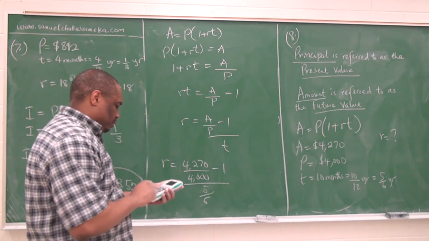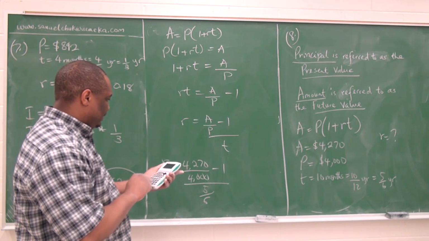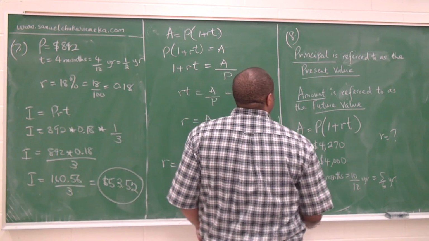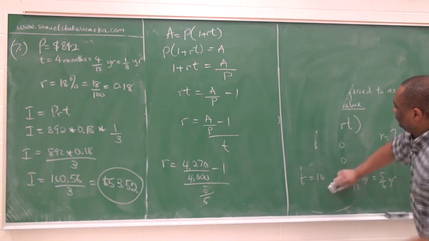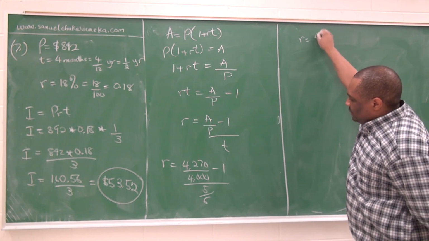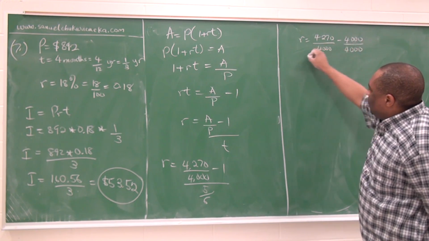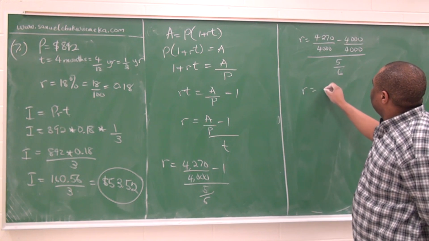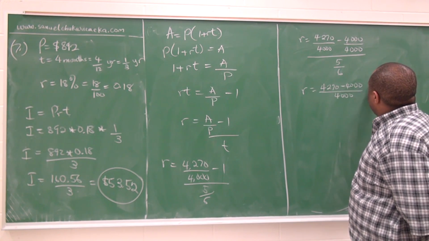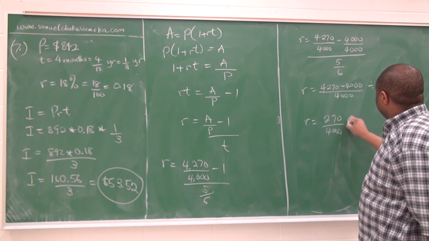Now, I probably would not want to use decimals here. 5 over 6 is a repeating decimal, so I will use the fraction as it is. Okay, let's finish this. So our R will be (4,270 over 4,000 minus 4,000 over 4,000) all over 5 over 6. So R is equal to (4,270 minus 4,000) over 4,000 divided by 5 over 6. It will be easier for me to solve. This will be 270 over 4,000 times 6 over 5, right?